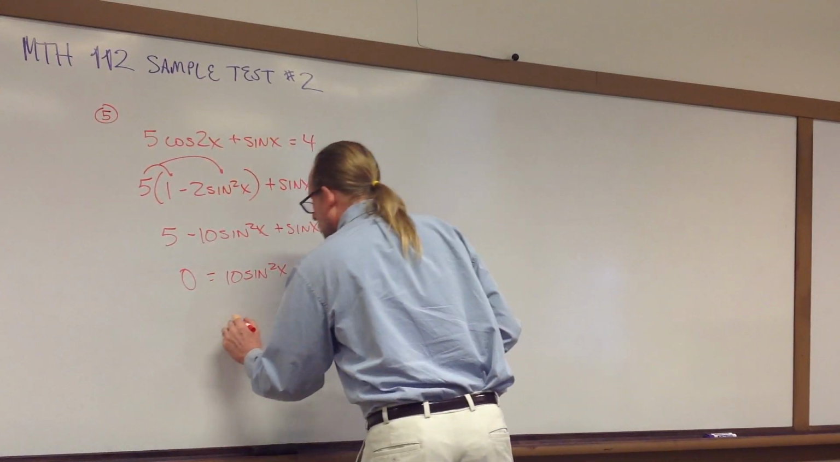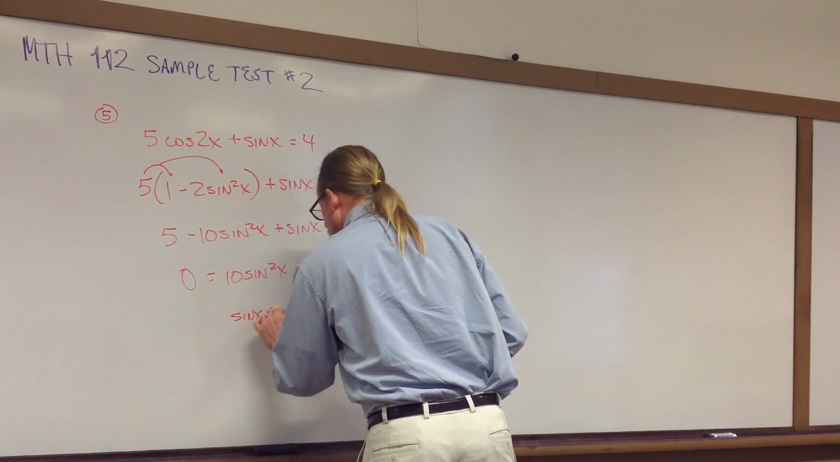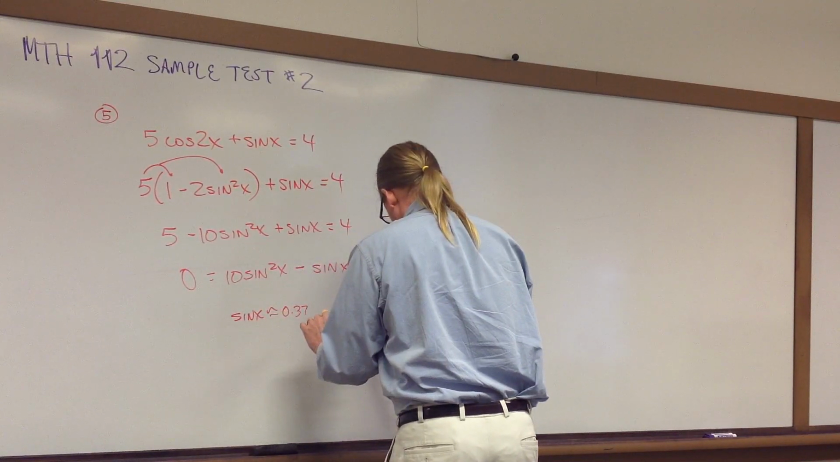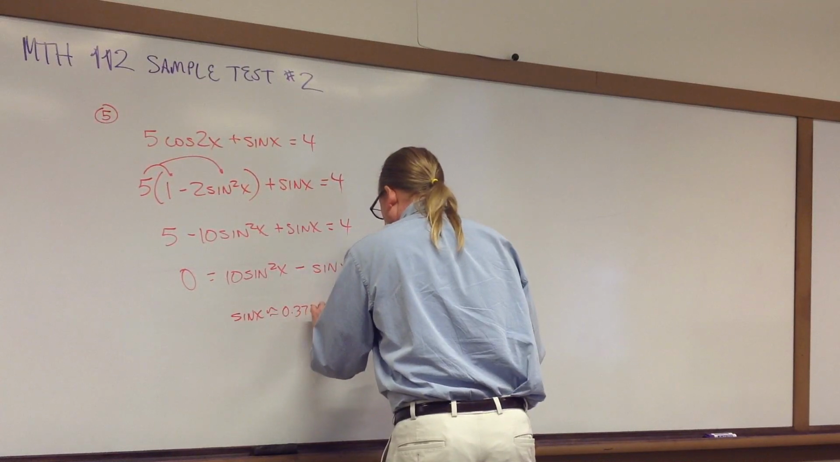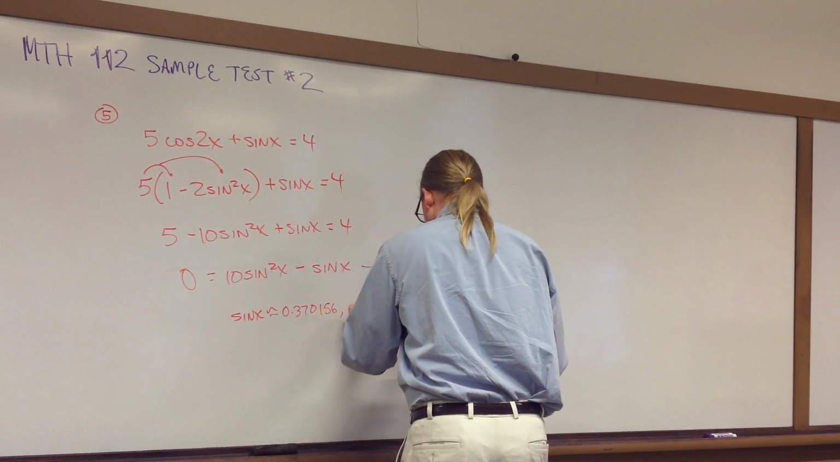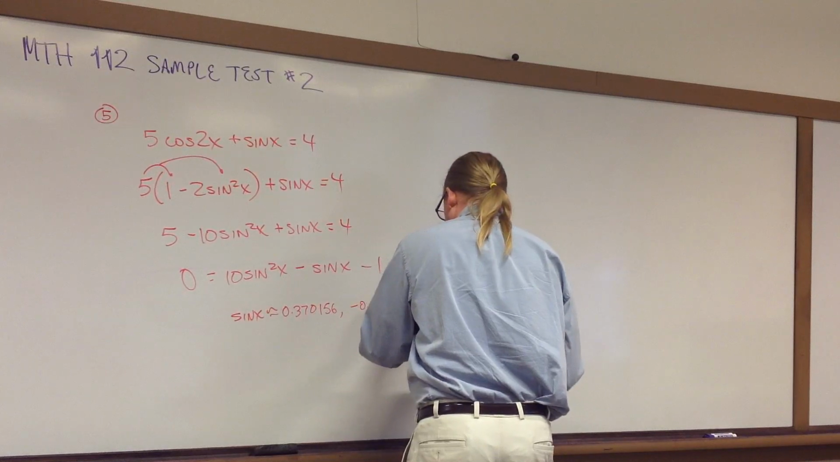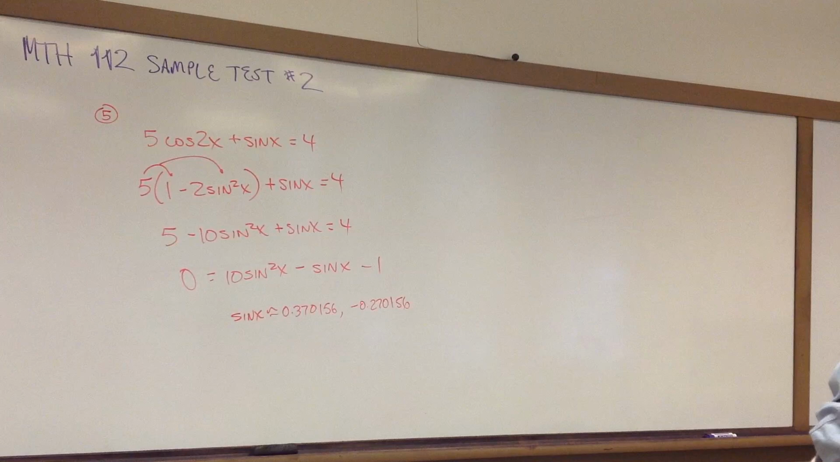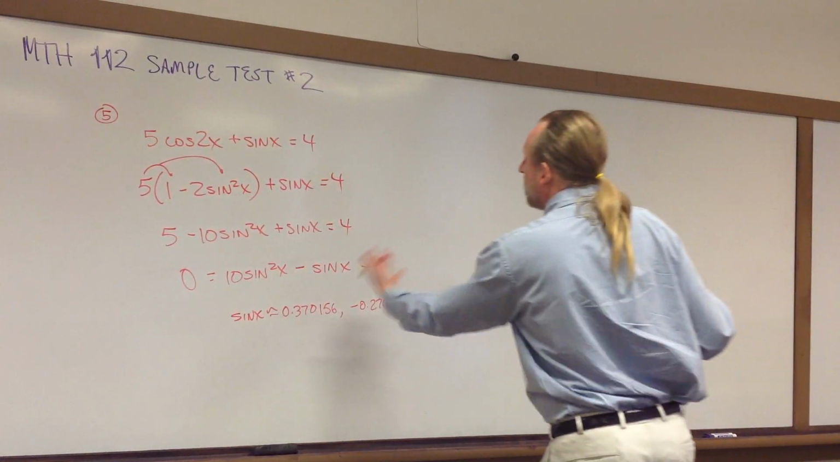And so we get sine of x could be 0.370156, negative 0.270156. So I've said this before, I've mentioned this a couple times, the importance of accuracy in your problems.